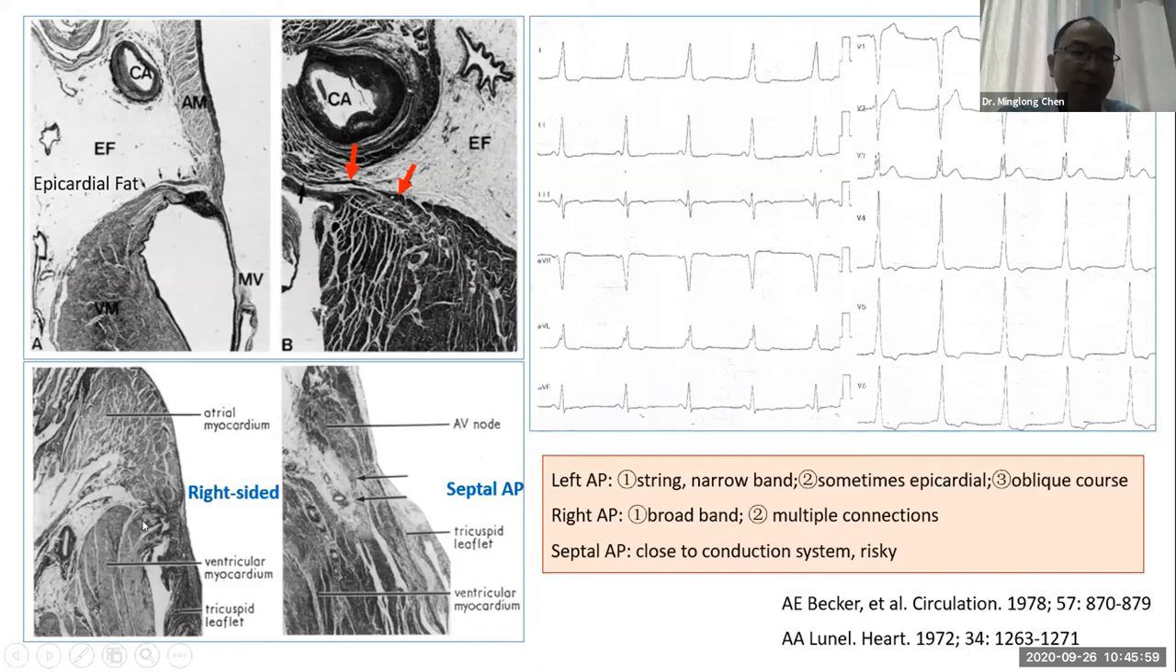This is the histology of the right-sided extra pathway, but in some patients with a septal pathway, it's often close to the conduction system. In this region we can see this is the septal pathway, and this is the AV node, so they are very close by. So when you ablate the extra pathway here, sometimes you are at risk. These are the different locations of the histology of extra pathway.